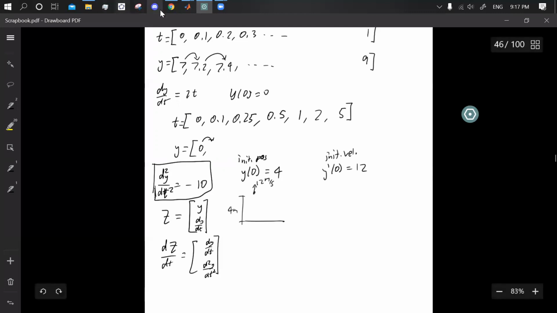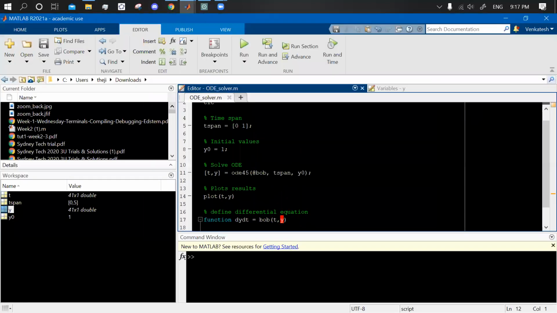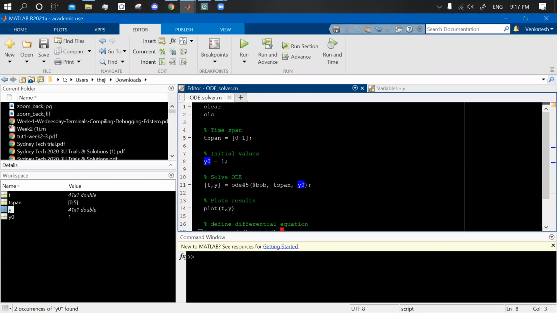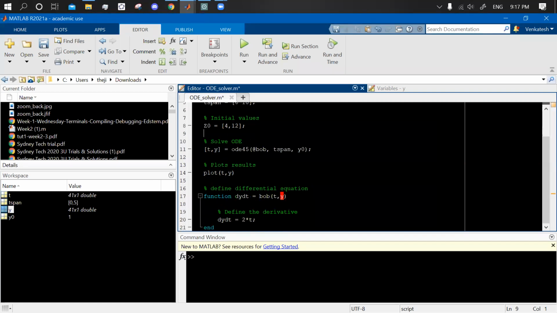Okay, so the way I'm thinking this through is now my initial values, remember you call the state Z, so I'll call it Z naught. The initial values are the position and then the velocity. So position is 4, and we have 12. How long do you want to run the simulation for? 10 seconds, that works.